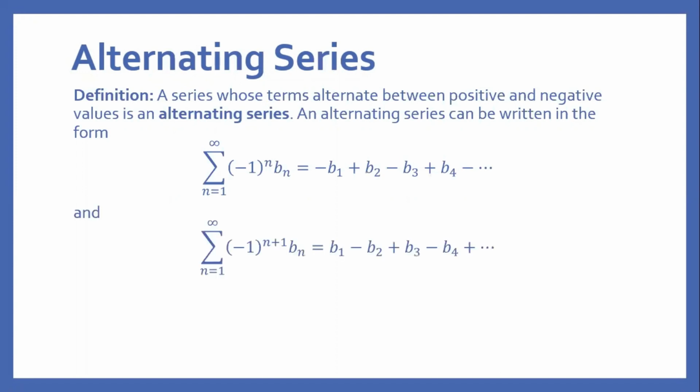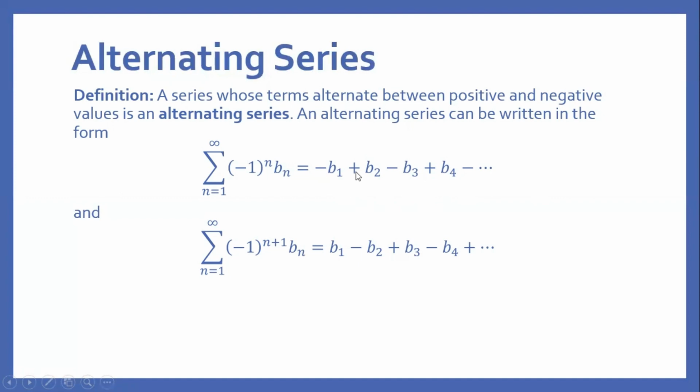Or the summation of negative 1 raised to n plus 1 times b sub n from n equals 1 up to infinity is equal to b sub 1 minus b sub 2 plus b sub 3 minus b sub 4 plus and so on. As you can see, kaya siya tinawag na alternating series dahil kung mapapansin natin, yung mga signs natin is alternating. Okay? Naka-alternate siya.